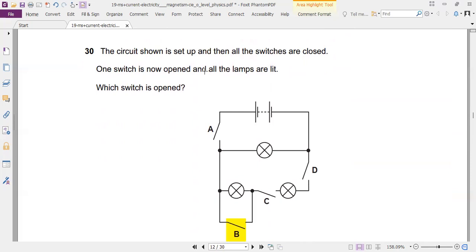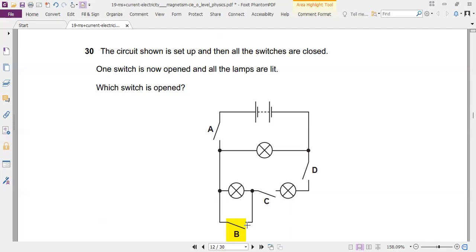One switch is now opened and all the lamps are lit. Which switch is open? So all switches are closed. Close this switch, current goes from this one. Close this switch, current starts to go this way. And close this one, current starts to go this way. If you close this switch, that means this light bulb is not on. There will not be any current flowing through this because we have shorted the circuit.